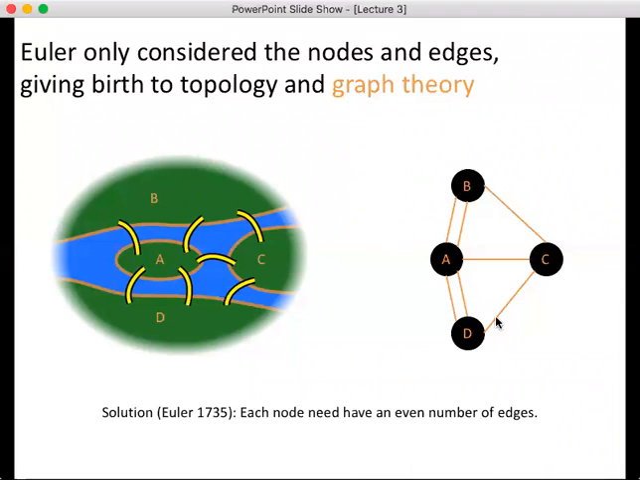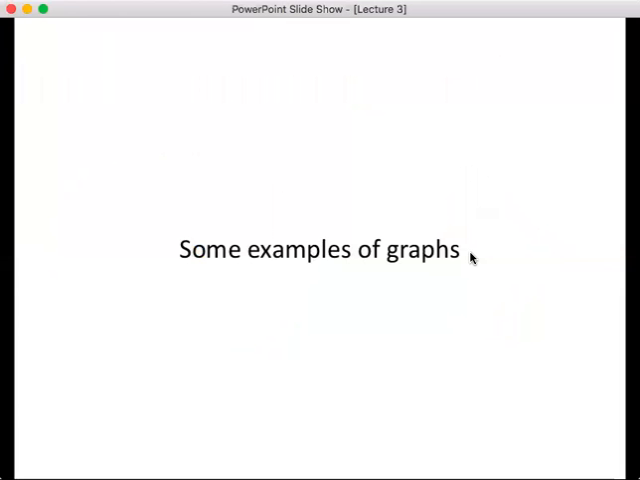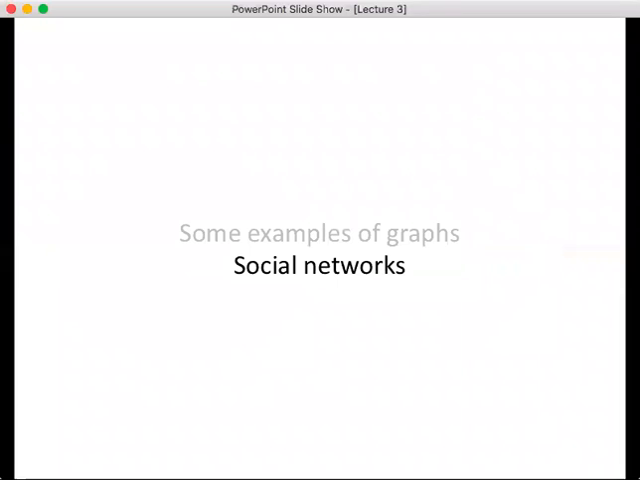So this is essentially the idea behind graph theory, to represent something complex with a series of nodes and edges between them. So let's make some examples beyond bridges and landmasses. Social networks. Can you think of examples of social networks?